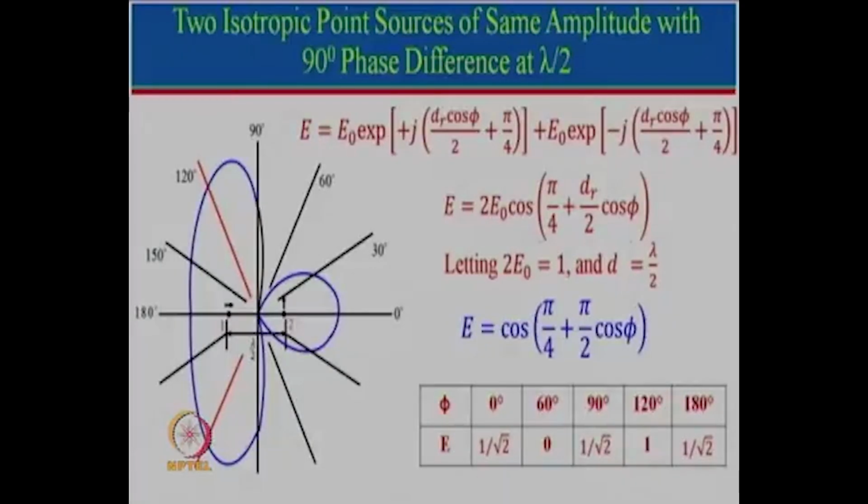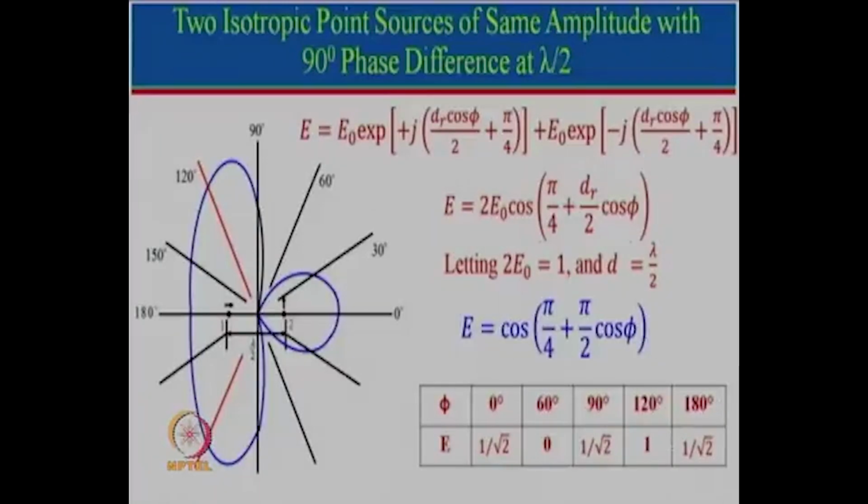Again we do the same thing. So we put phi equal to 0, and then cos 0 will become 1. So this is pi by 2 plus pi by 4, that comes here, and then when phi is 60, cos 60 will be half. So that will become pi by 4 plus pi by 4, which will be pi by 2, cos pi by 2 is 0, and that is how you fill the entire axis from 0 degree starting to 180 degree, and that will be repeated for 360 degree.